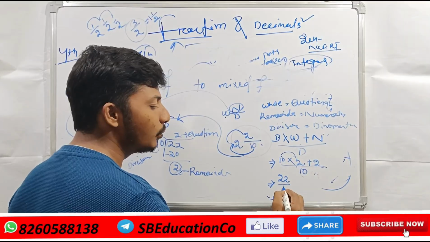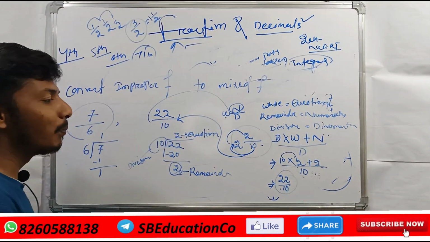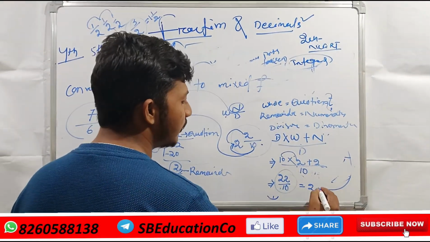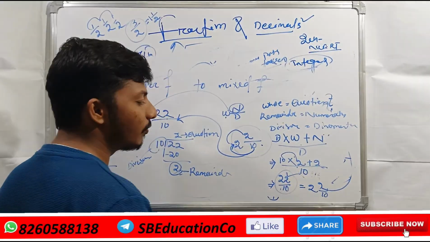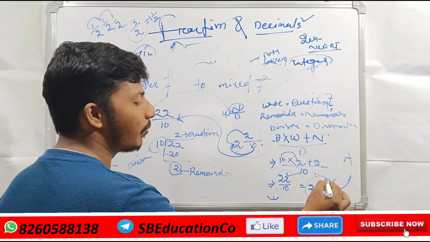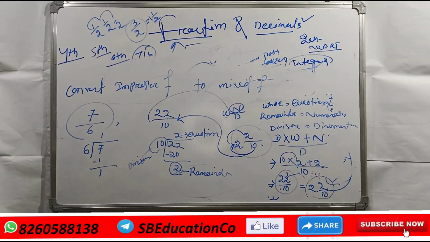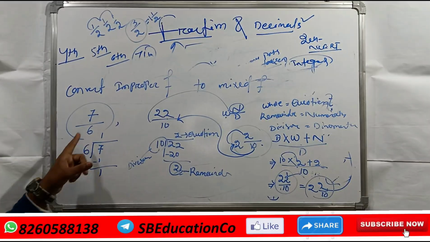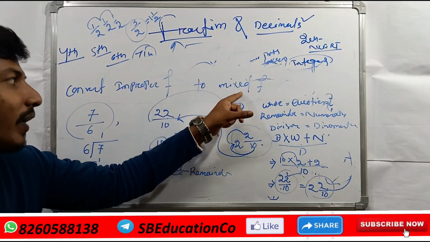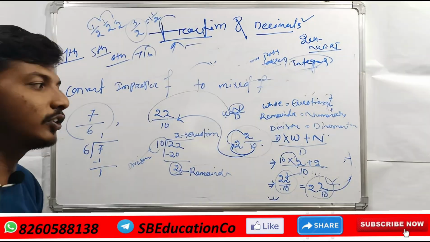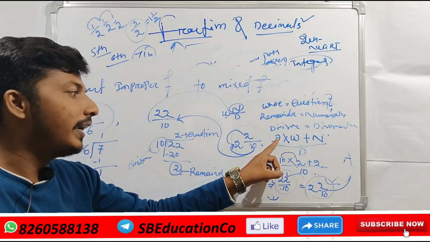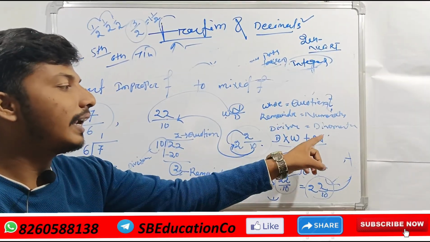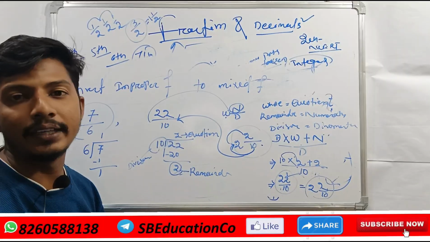Here it is 22 by 10. This one is your improper fraction. Got it or not? That means 22 by 10 we can also say is 2 whole 2 by 10. This is the form of an improper fraction and this is the form of a mixed fraction. You got the point of how to convert from improper fraction to mixed fraction: you simply divide like this. And when there is a mixed fraction and you have to convert it to an improper fraction, you multiply the denominator by the whole number, add the numerator to the product, and write it over the denominator.